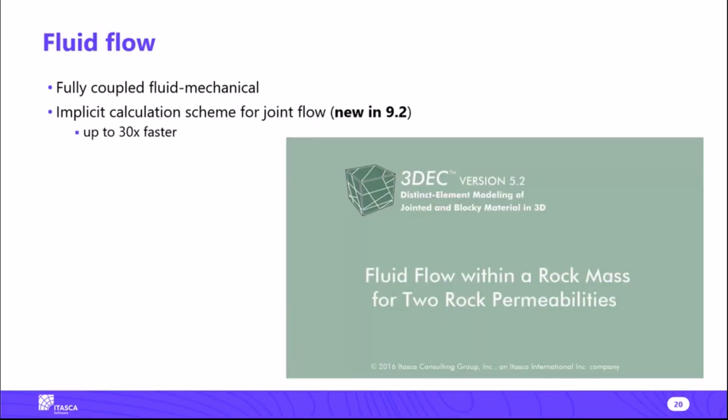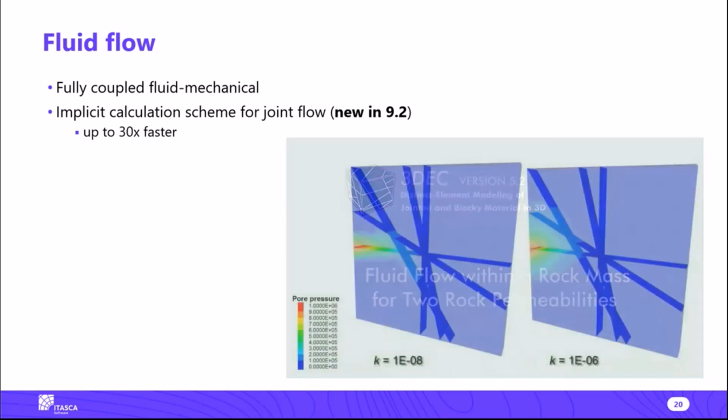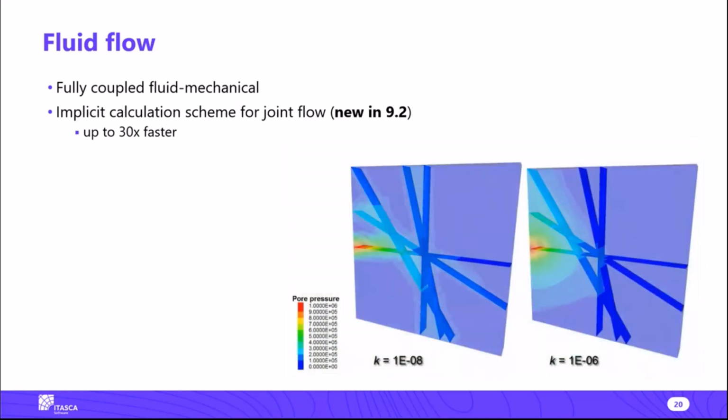So one thing you can do in 3DEC is fluid flow, both in the joints and in the blocks themselves. And then there's actually communication between the pore pressures in the joints and the pore pressures in the blocks. So that's what's showing in this little movie here. You can imagine you've got pore pressure being applied to the left-hand side in the joint, and it starts to flow along the joint, but it also leaks off into the matrix. And depending on the permeability of the matrix, you can have more or less leak off, right?